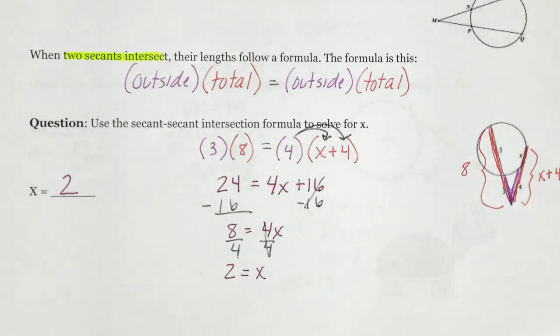And here is what x should have been equal to. Check your work with mine. And we have gotten to discuss 3 different intersections here: 2 tangents, tangent secant, and 2 secants.